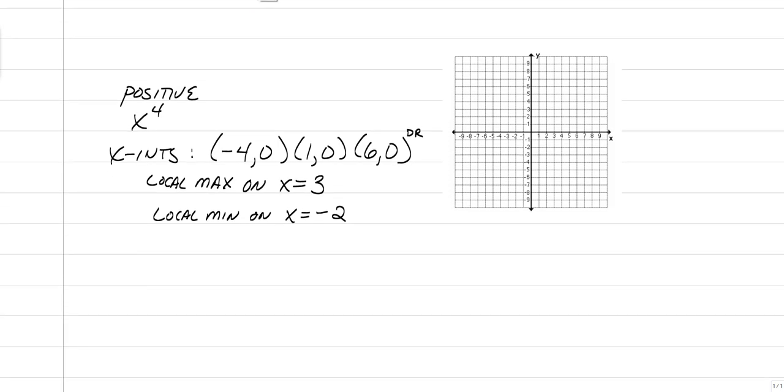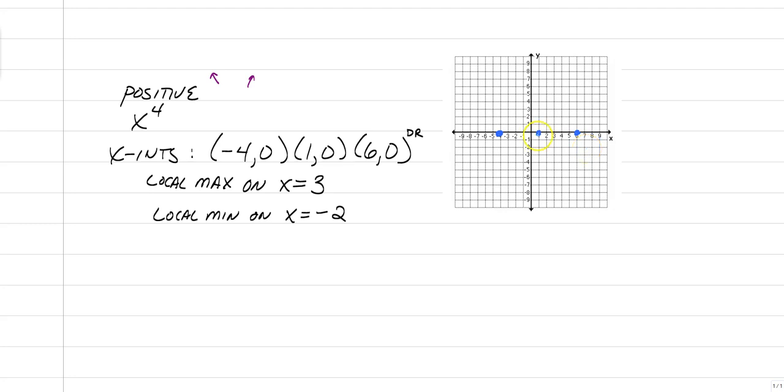It's a positive x to the 4th. So we already know it's going to start high and finish high because positive evens open up. But we threw in some more information for you. We also threw back in a double root. So x-intercepts, we know we're going to have one of them at -4, 0. We have another one at 1, 0. And we have another one at 6, 0.